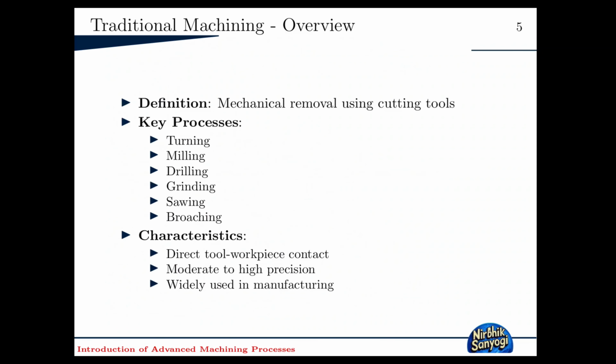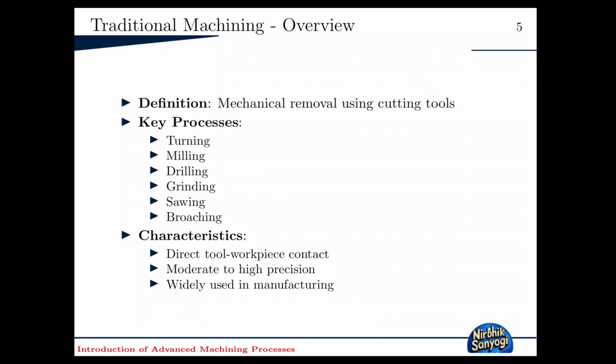In traditional machining, material is removed using cutting tools. Generally, there are several tools available for each machining type, and using those tools, we get the desired shape, right? So there are some key processes: turning, milling, drilling, grinding, shaving, brushing. There are several other processes also, so I'm only going to talk about a few machining processes.